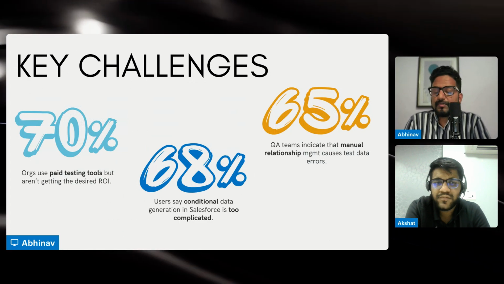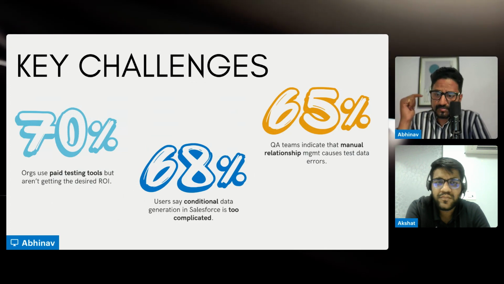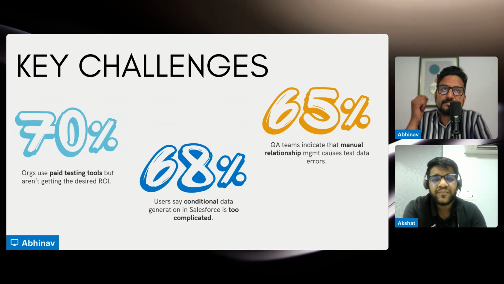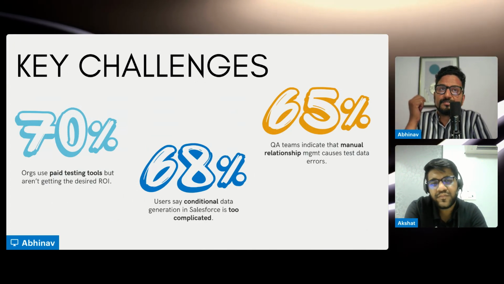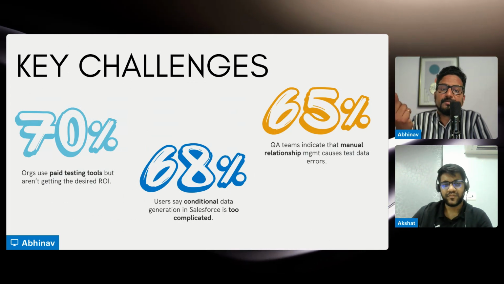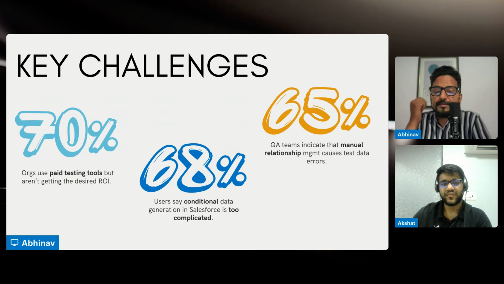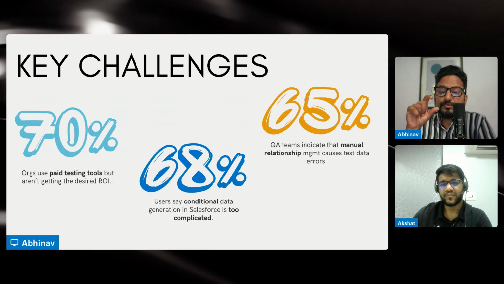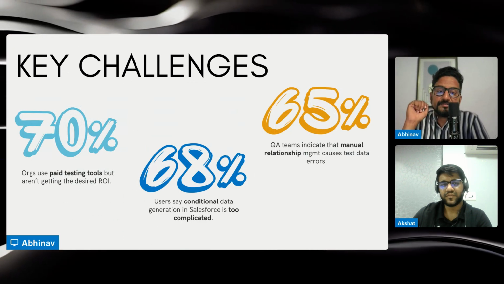Okay. So now coming to key challenges, I think the first and bigger one is somebody is paying for paid testing tools to generate mock data and they are still not getting the desired ROI, and it's actually 70%. So these people are struggling with, I think, probably the other challenges which are mentioned in this slide. Like people want to generate conditional data, so 68% of these people want to do that, but they're finding this too complicated to do even with their paid testing tools.